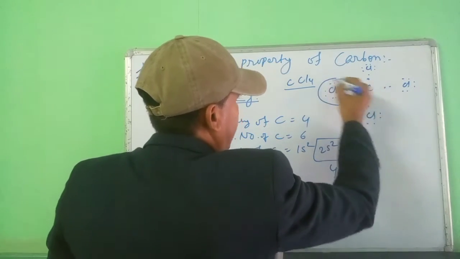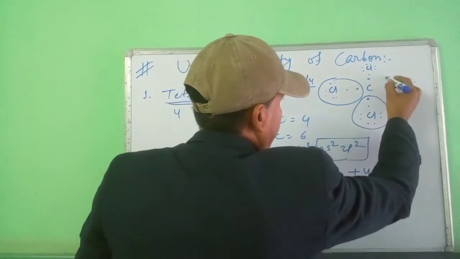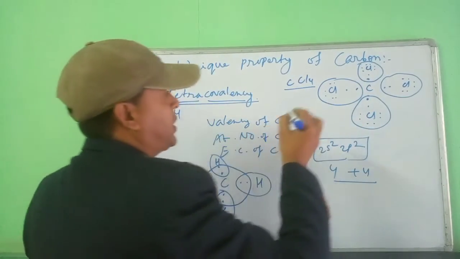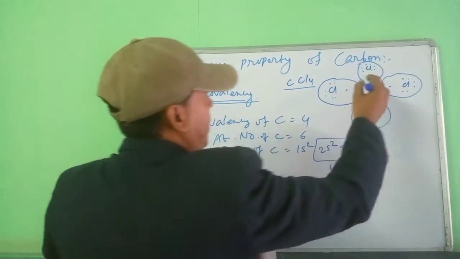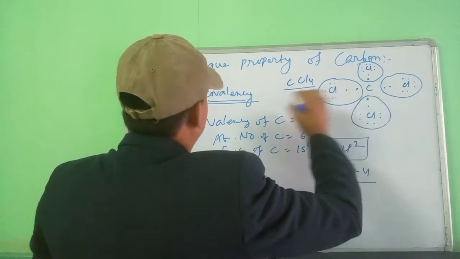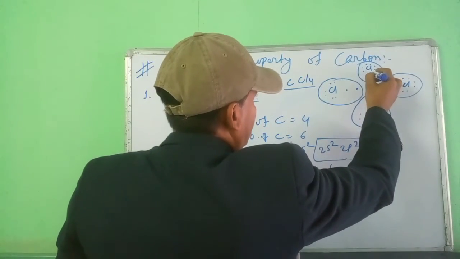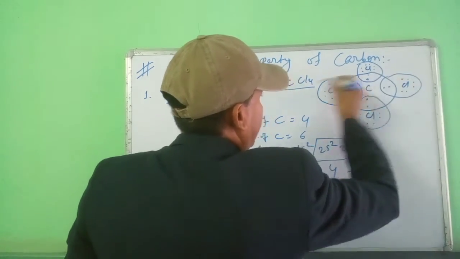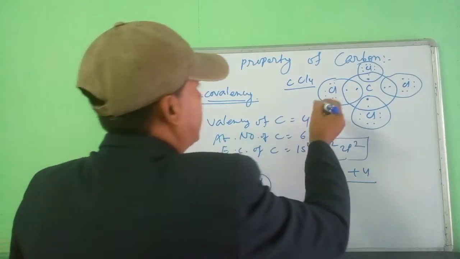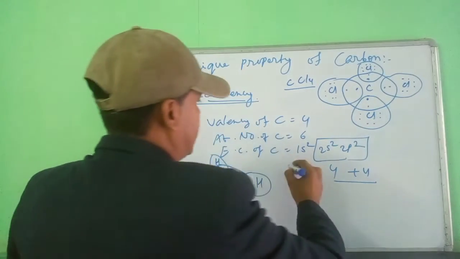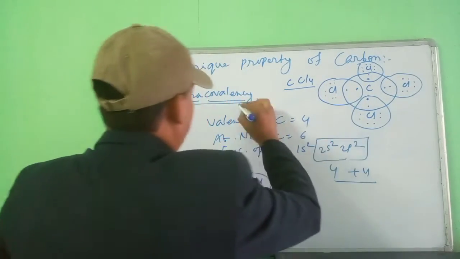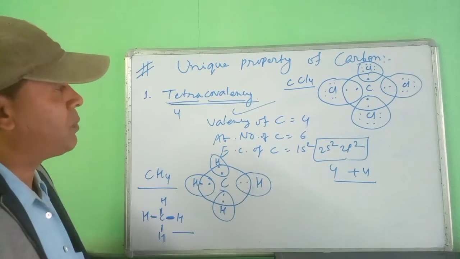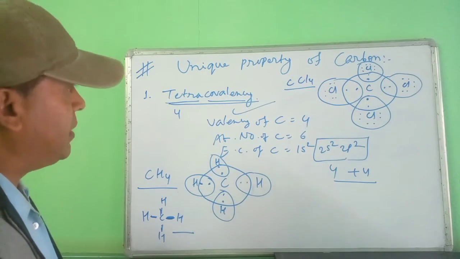So this type of mechanism takes place. Mutual sharing is the only possibility. No element in the periodic table has the capacity to give electrons to the carbon. So here only 4 covalent bonds are formed. So carbon has the capacity of tetracovalency. That's why we can say tetracovalency in carbon is a unique property of carbon. This type of property does not exist in other elements.